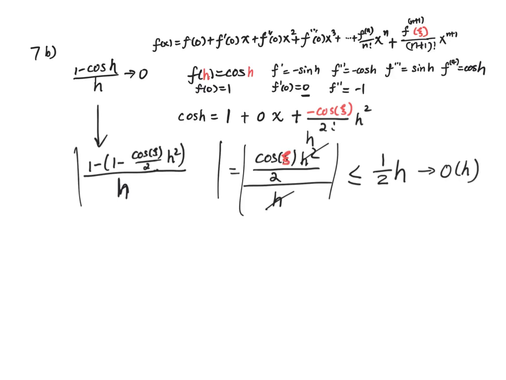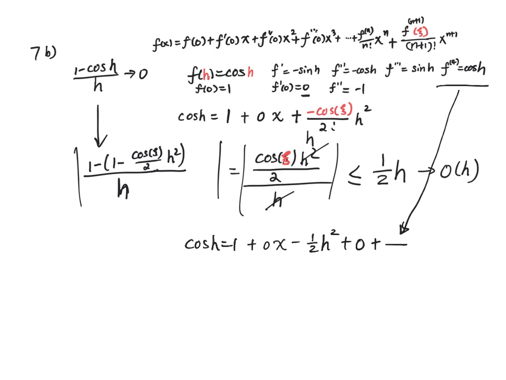I would like to demonstrate why we should only use that many terms. You should not continue. You can quickly see that if you don't stop here and you continue, this is what you will have: h squared, the next term will be 0. Suppose the next term is your error term. So you're going to add cosine of xi over 4 factorial, h to the power 4.